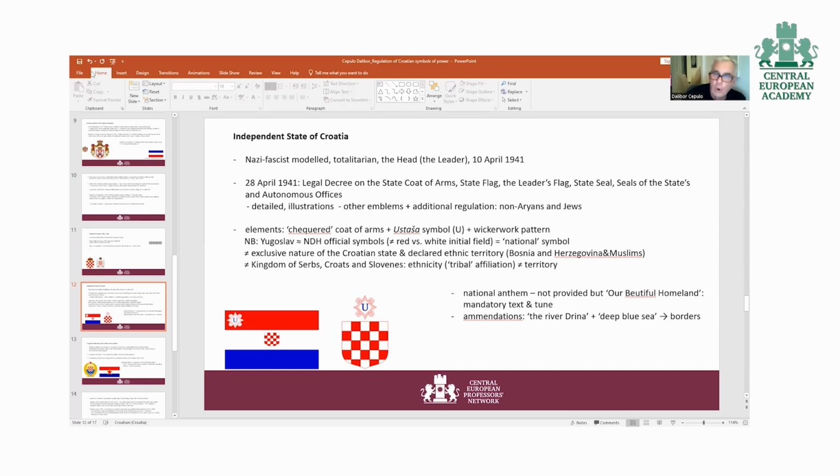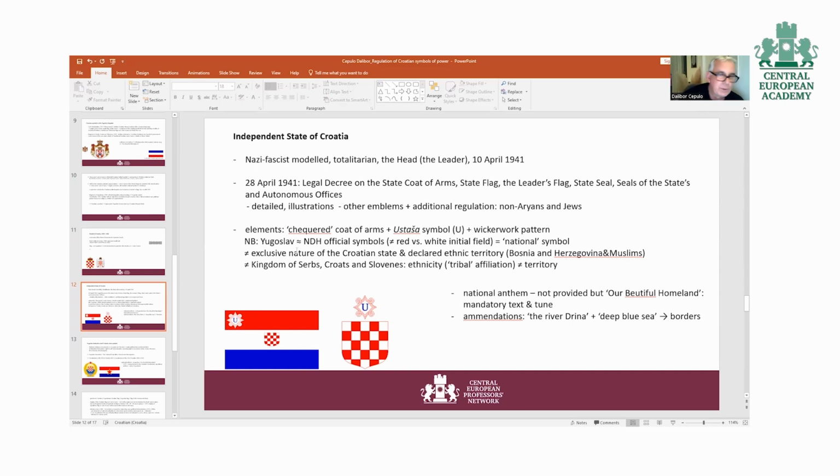The elements of all varieties of flags and coats of arms were common. That is, its basis was the state flag and state coat of arms. It consisted of, again, the characteristic Croatian checkered coat of arms with the capital letter U, which was the symbol of the Ustasha movement. It was a party state. And the characteristic medieval wickerwork pattern. The same symbols were present in the Ustasha flag.